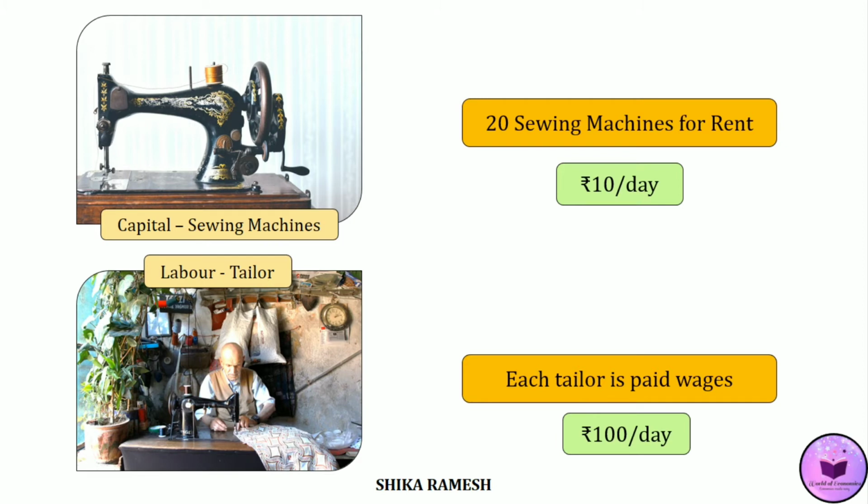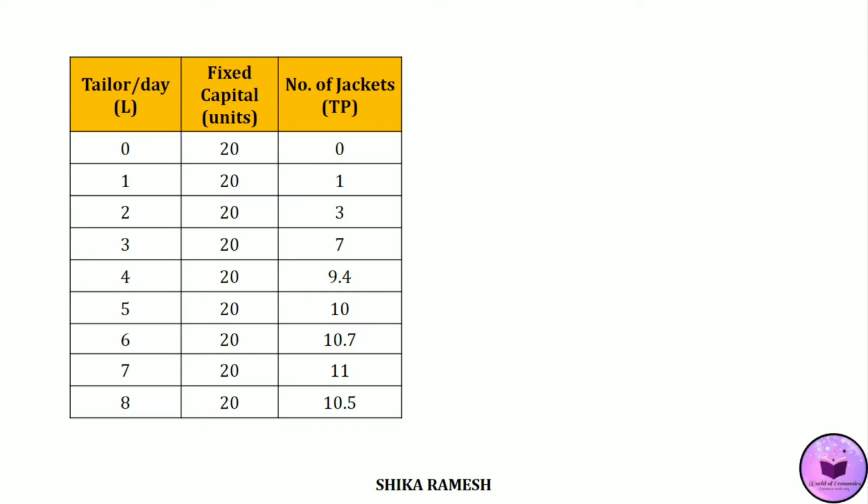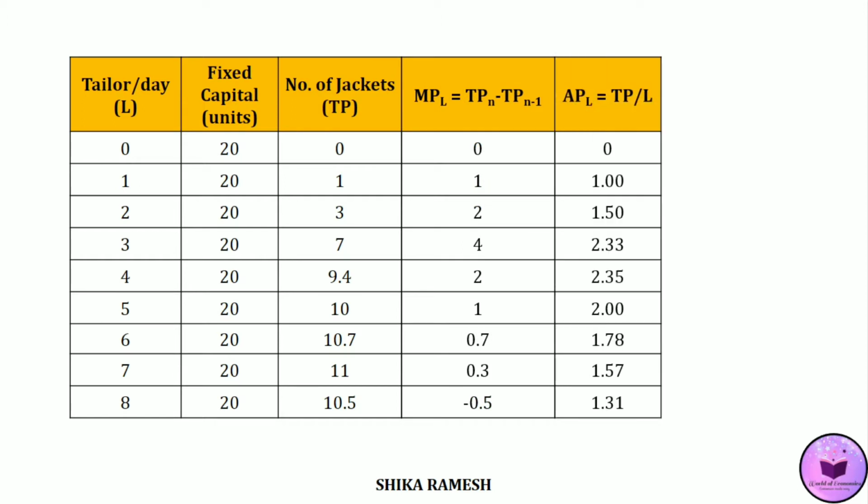So here the sewing machines are the fixed factor, whereas labor is the variable factor. The total number of jackets produced with the addition of each tailor is represented in this table. From this table we can calculate the marginal product as well as the average product of labor.